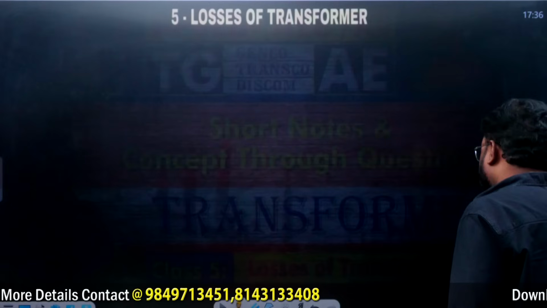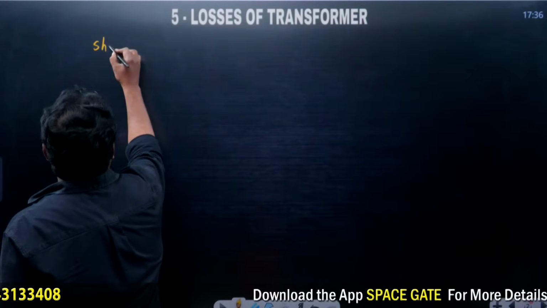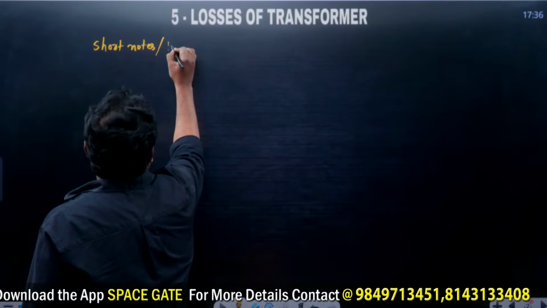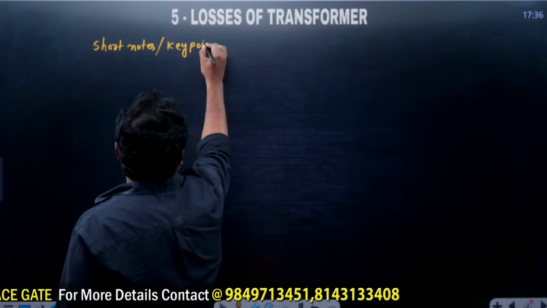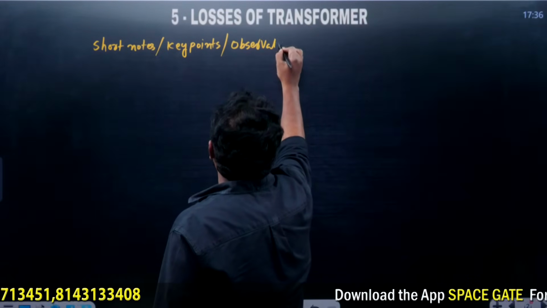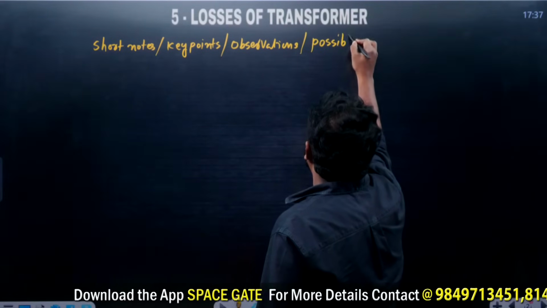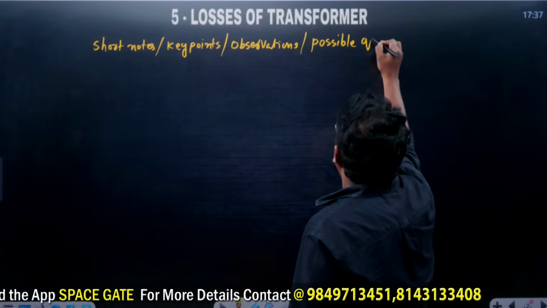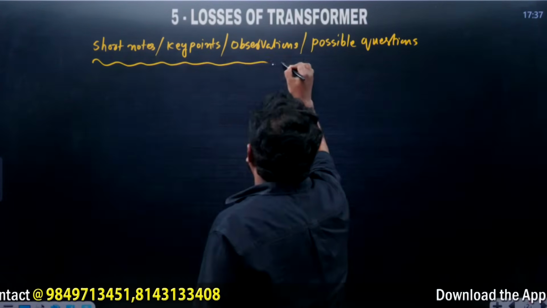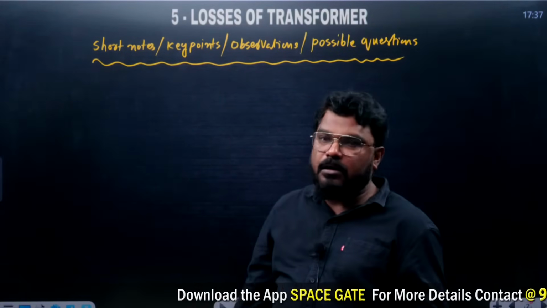And first one, short notes. So short notes in losses of the transformer. These short notes sometimes you can call key points, or observations from the losses of the transformers, or possible questions from losses of the transformers. So whatever the name, all are key points, observations, short possible questions from losses of the transformer.